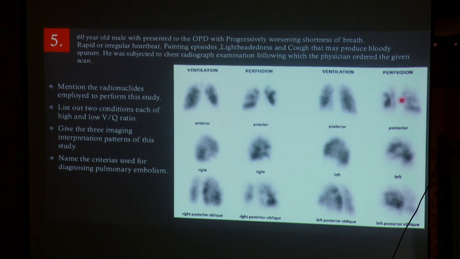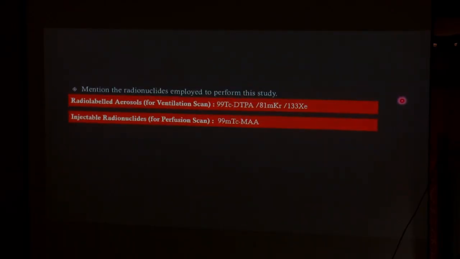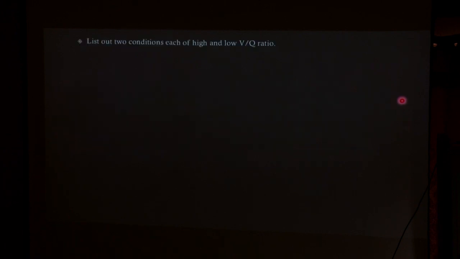So these are the anterior images, these are the posterior images. When there is a perfusion defect, it's related to thromboembolism and other blood-related conditions. For the radionuclides employed in the study, we'll have to mention both the radio-labeled aerosols for ventilation as well as the nucleotide for perfusion scan. For ventilation, it is technetium-99 DTPA, xenon and krypton, while for perfusion, it will be technetium-99 macroaggregated albumin, which is injectable.